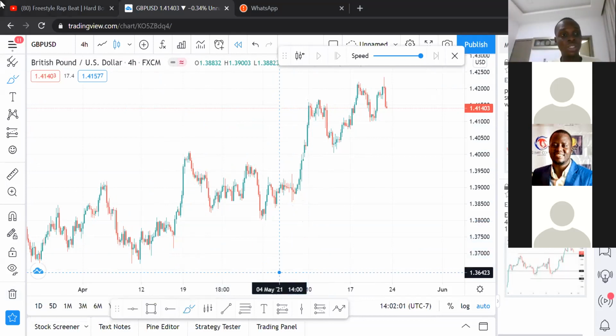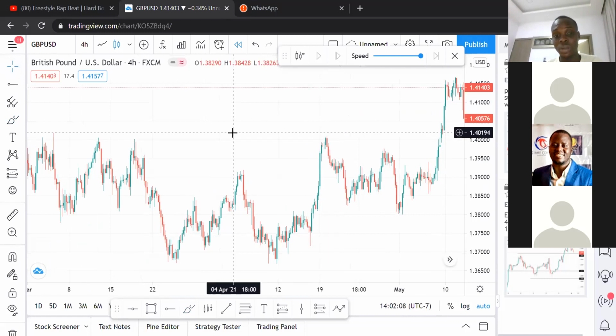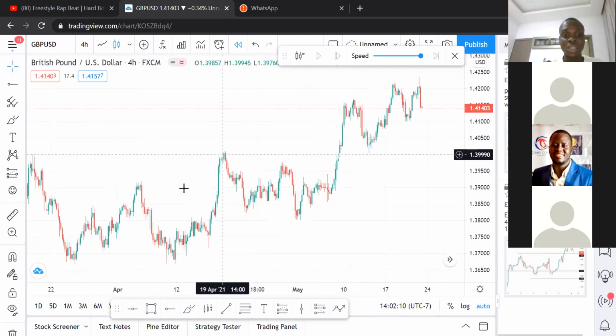That's just the concept. Now we are trying to put it into reality. And in this case, GBP USD has been doing the same thing for months. GBP USD has been on an uptrend, and this is what it has been doing.